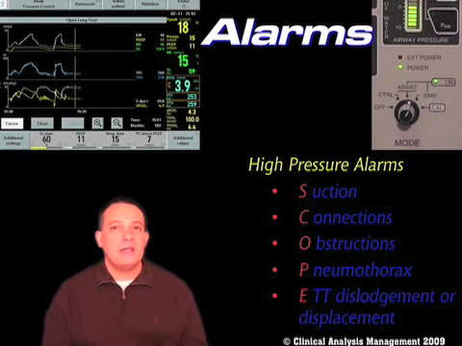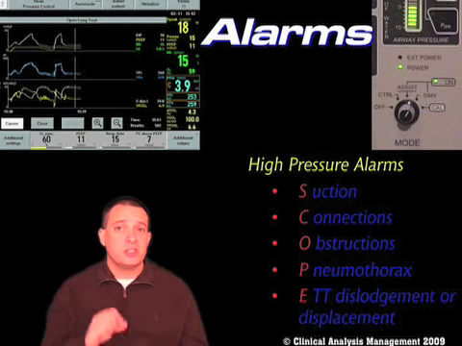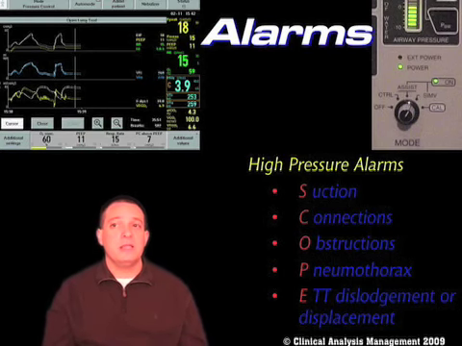Now, one of the things that could definitely cause a high pressure alarm that could be life-threatening is if the ET tube has become obstructed or if the airway has become obstructed. So the first thing we probably need to do is suction the patient. By running a suction catheter all the way down the ET tube, we verify that the ET tube itself is patent and also that there's not something in the airway.